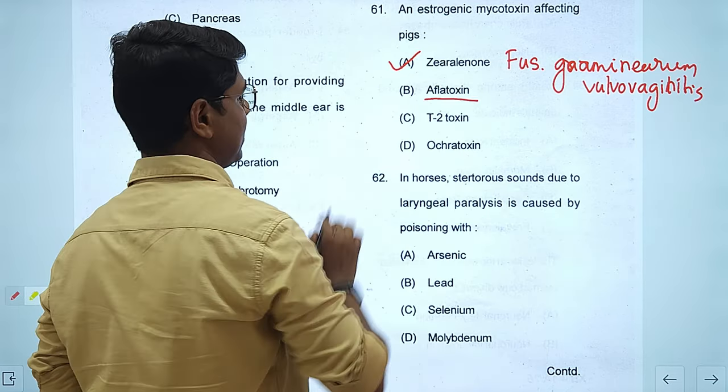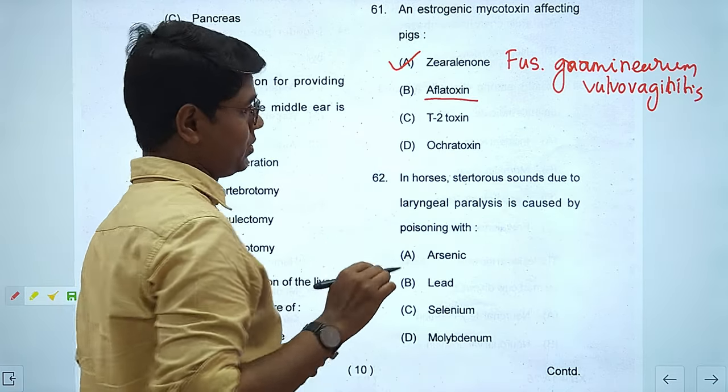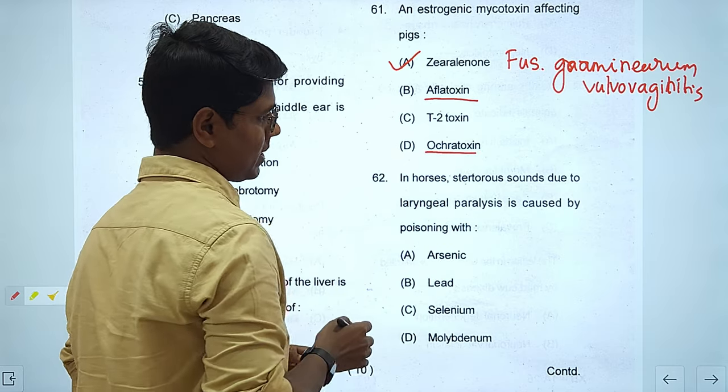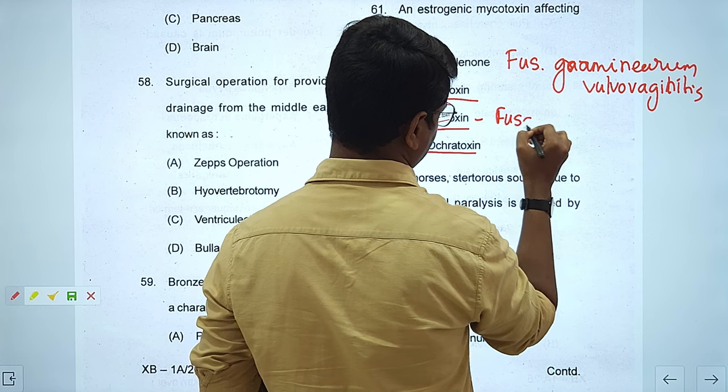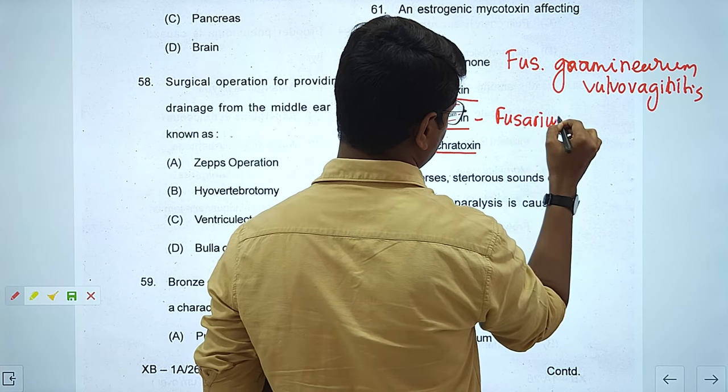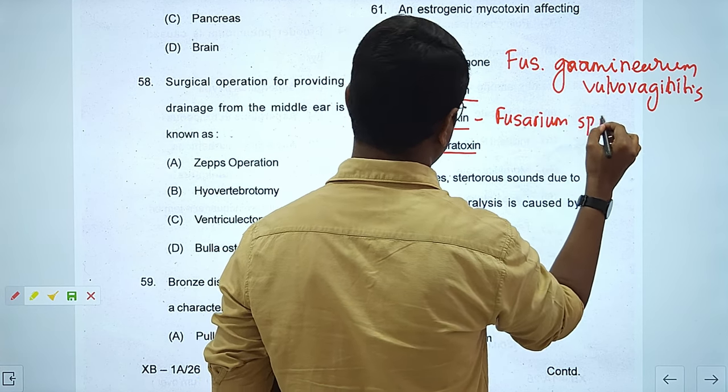Aflatoxin, I told you, is produced by Aspergillus. Ochratoxin is also produced by Aspergillus. T2 toxin is produced by Fusarium. I told you about this Fusarium. Some other species also produce T2 toxin.